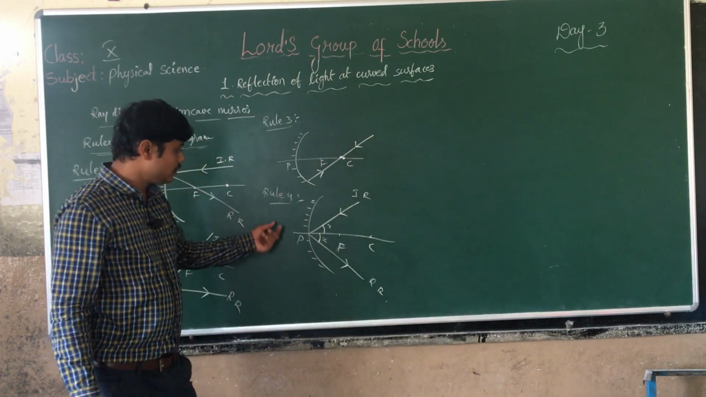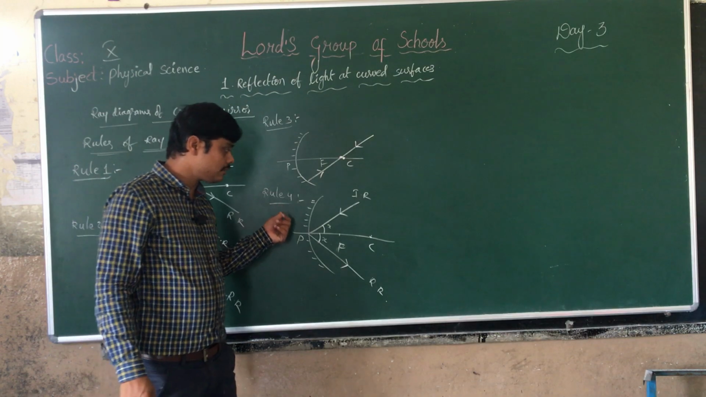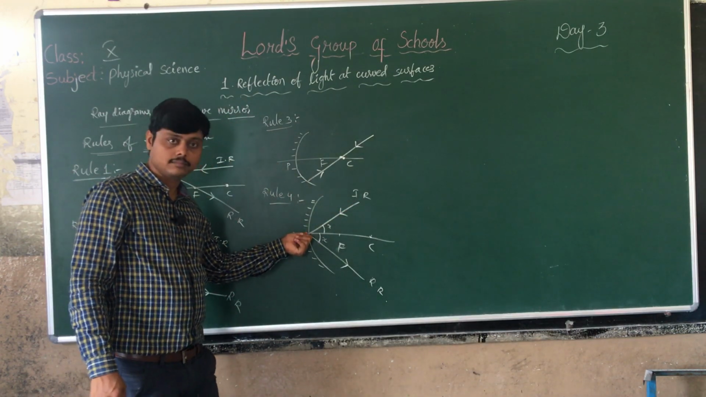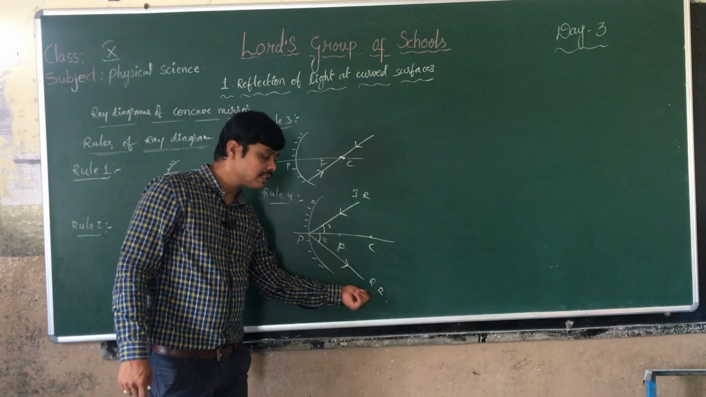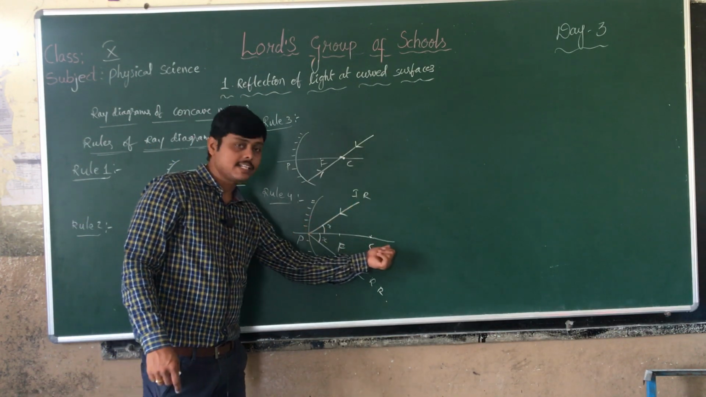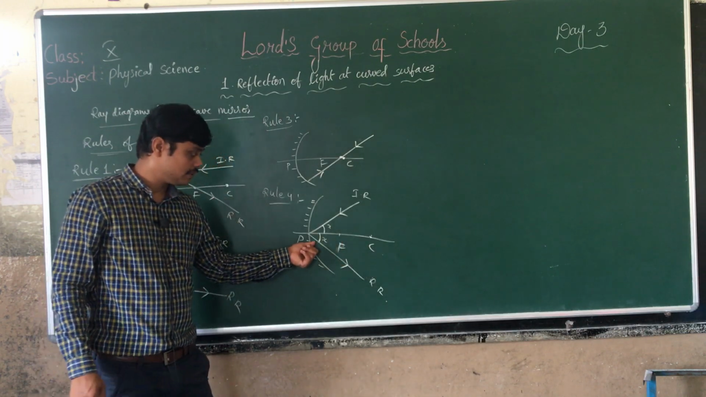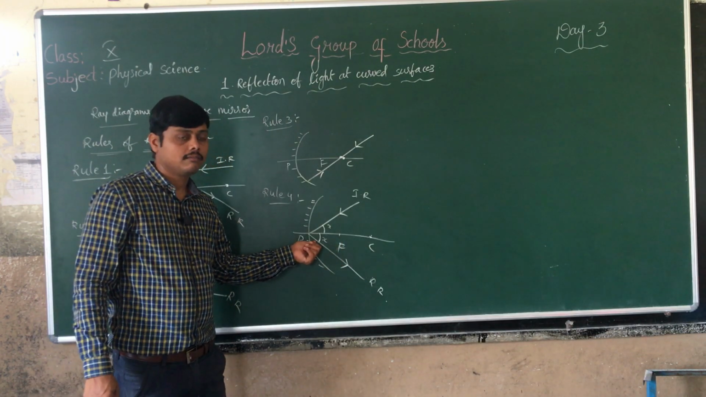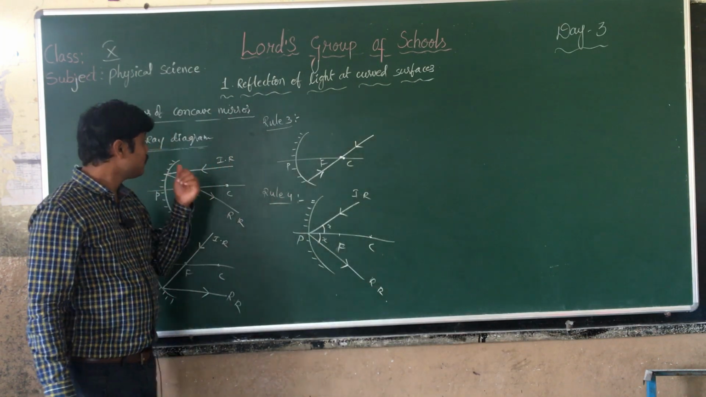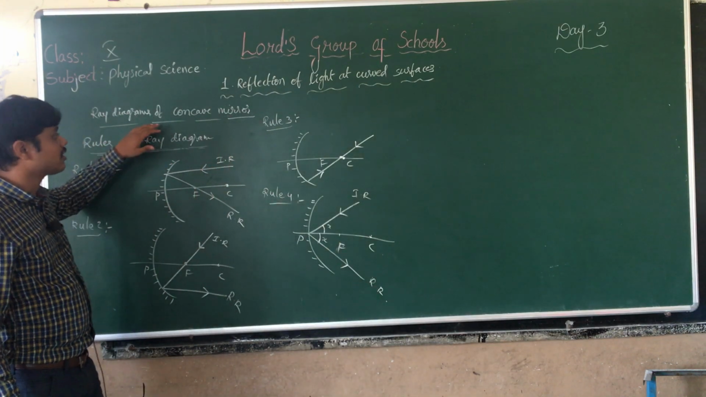In rule 4, the incident ray is incident at the pole of the mirror. How can we know the path of the reflected ray here? Whatever the angle made by the incident ray with the principal axis, the same amount of angle we have to take, and we have to draw a ray, that is called the reflected ray. And these are the rules for ray diagrams of the concave mirror.